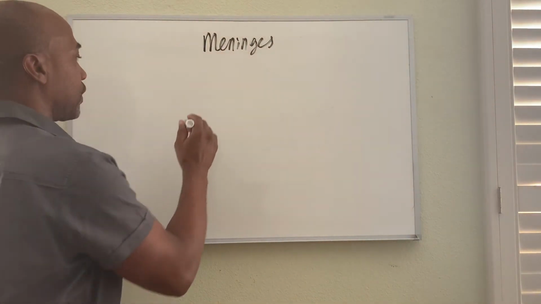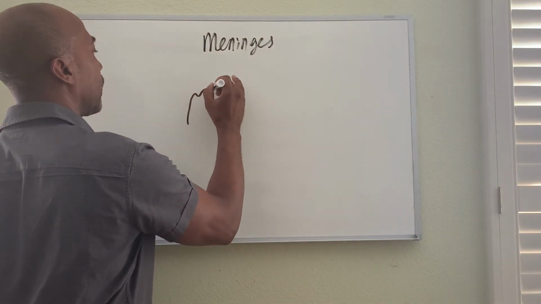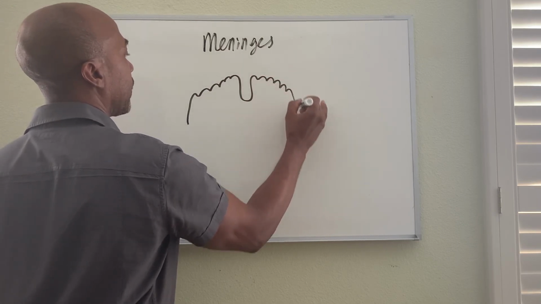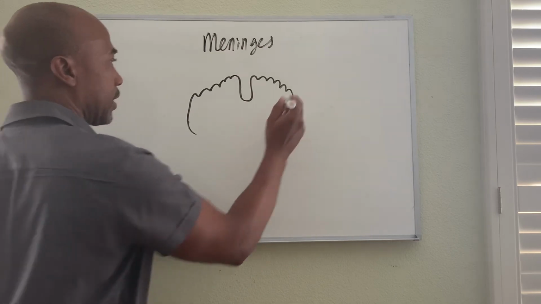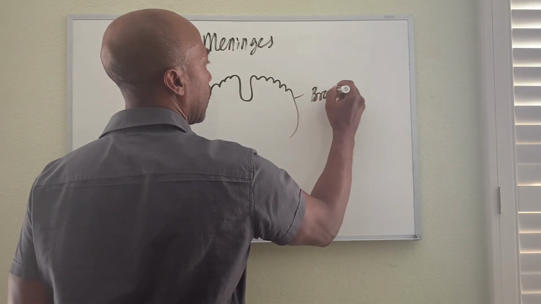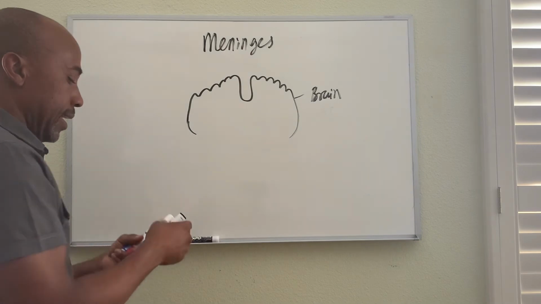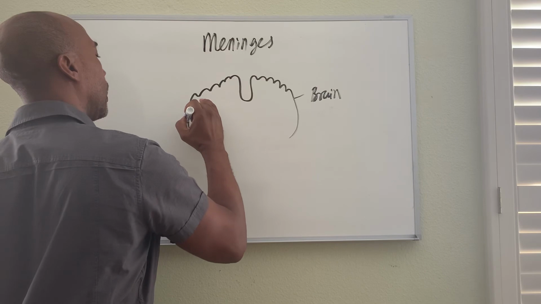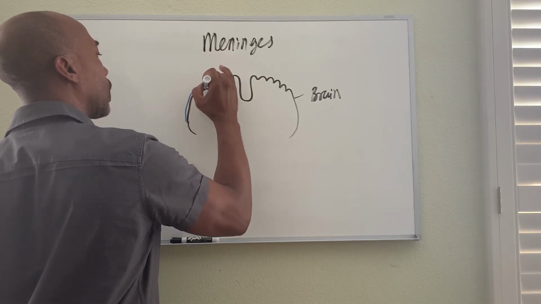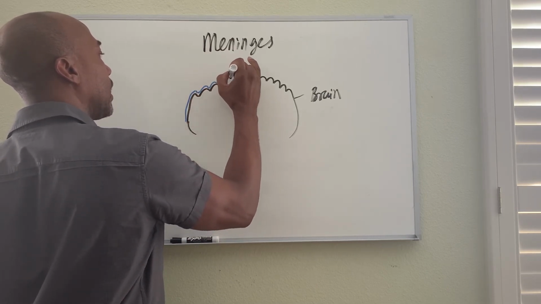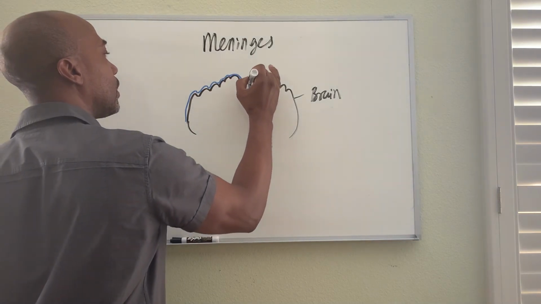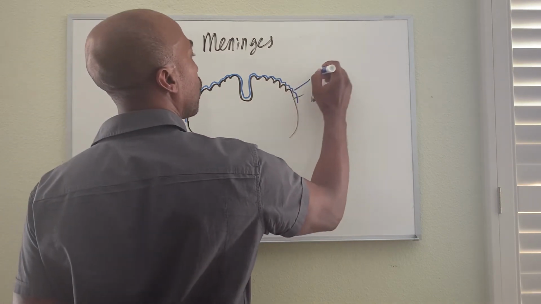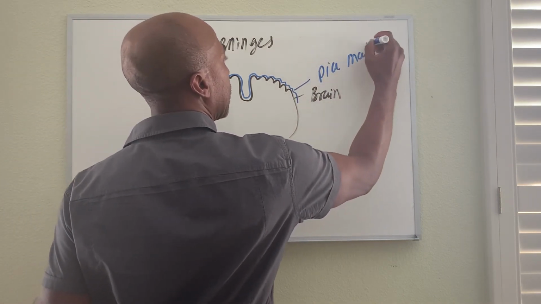Membranes that cover the brain. So this is your brain surface here, and both halves of the brain, like that. That's the brain surface. Then you have 3 layers of meninges that cover it. So the first layer, which hugs the brain intimately, goes down in all the gyri and sulci, like so. That first layer is called your pia mater.